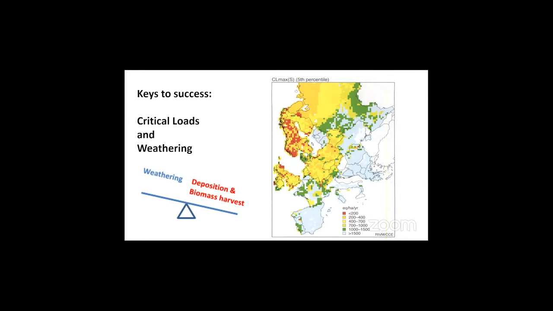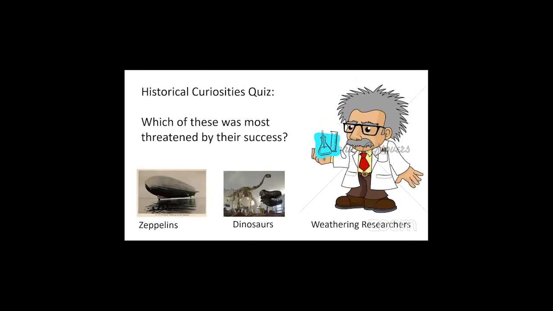Ironically, the science that was behind weathering became a victim of its own success. After a decade of great interest in weathering, the political agreement on achieving critical loads meant that the impetus for doing more with weathering evaporated overnight. Thus, it looked like weathering researchers might be going the way of zeppelins and dinosaurs.